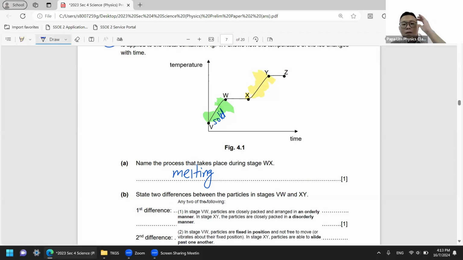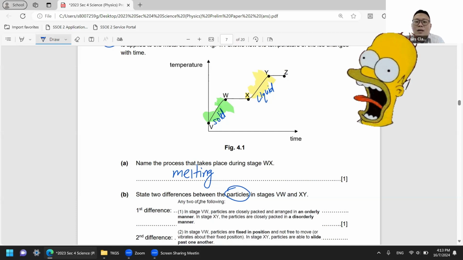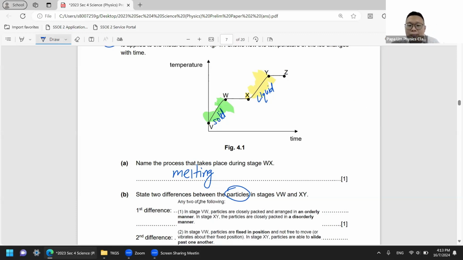VW is straightforward, it's a solid state. I'm heating up the object, the ice cube. XY is what we know as your liquid phase, because usually all the ice has melted and it's all liquid. So XY is heating, but at the liquid phase. Now, the two differences are between the particles, not between the stages. So you cannot give me a simple answer, saying VW is solid, XY is all liquid. This is not what the question is asking about. The question is asking about the difference between the particles.